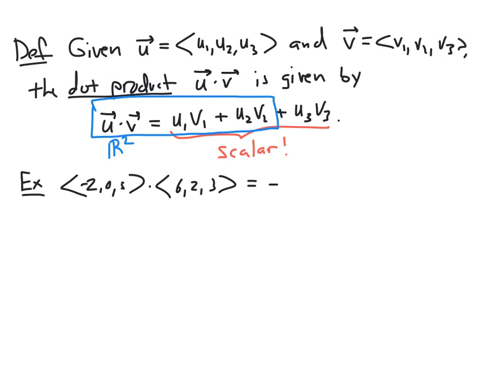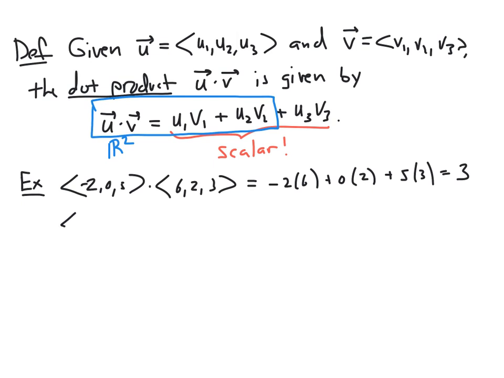Right? So this is just going to be -2 times 6 plus 0 times 2 plus 5 times 3. And when we compute this out, we get the number 3. Right? It's -12 plus 0 plus 15, and that becomes 3.